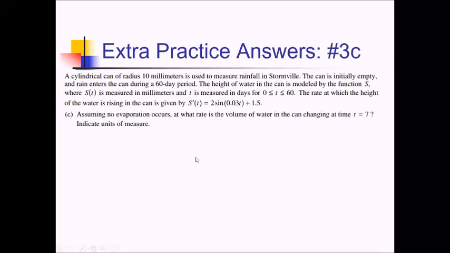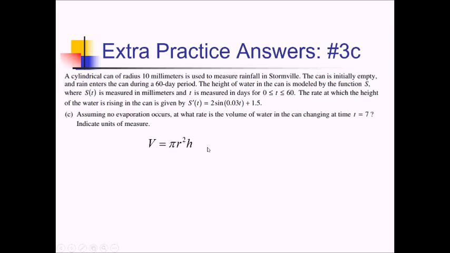For this part, we want to know if there's no evaporation occurring, at what rate is the volume of the water in the can changing at time 7. So this is a related rates problem. We're asking about the rate of change of volume of water, and we already know a little bit about the rate of change of the height. So for this one, we need to set up a formula that ties everything together. And surprisingly, they didn't give it to us on this one, but that formula is going to be the volume of a cylinder. That's going to be volume equals pi r squared times the height.